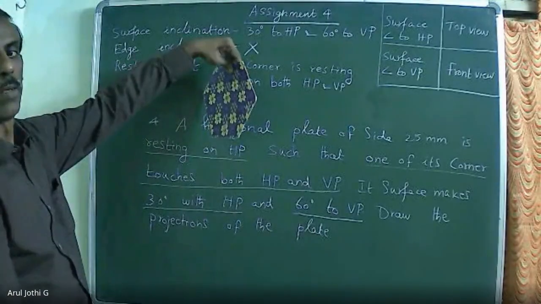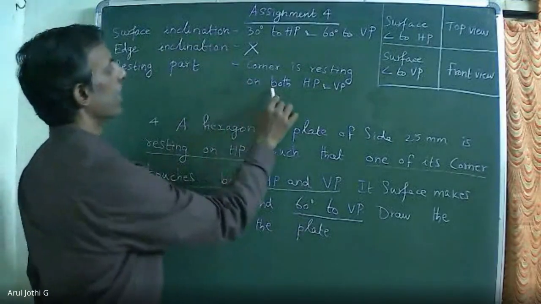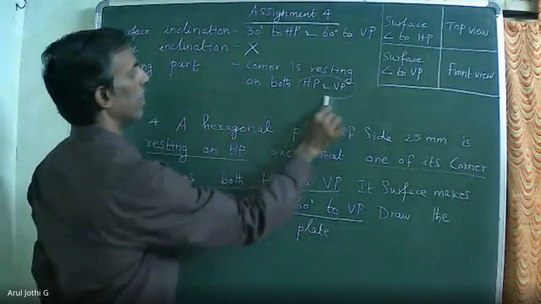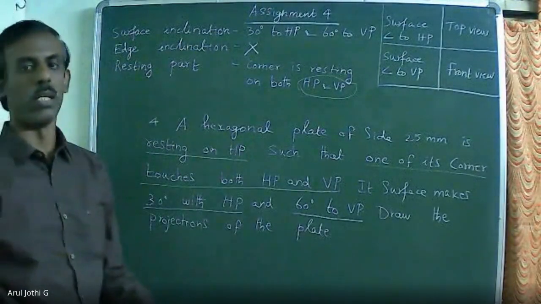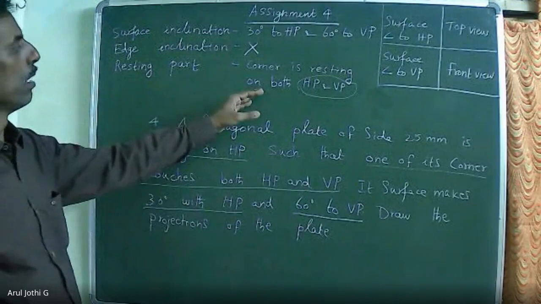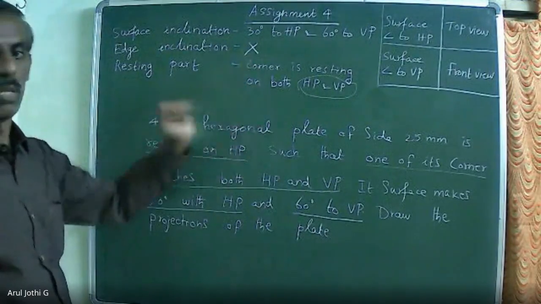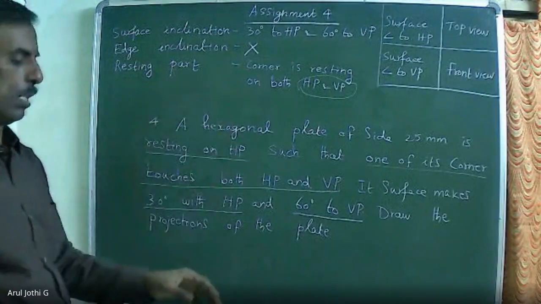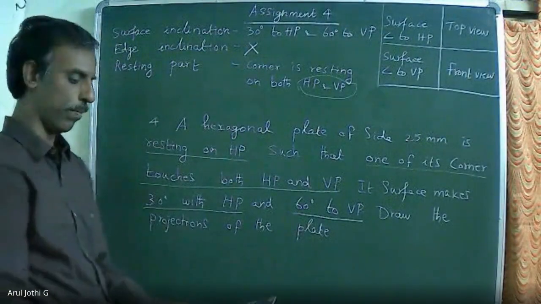HP and VP. Now in this case, the corner is resting on both HP and VP. So how to start the diagram? The corner is resting on both HP and VP. So in this case, either you can start with the front view or you can start with the top view. So that corner will lie on HP and VP.